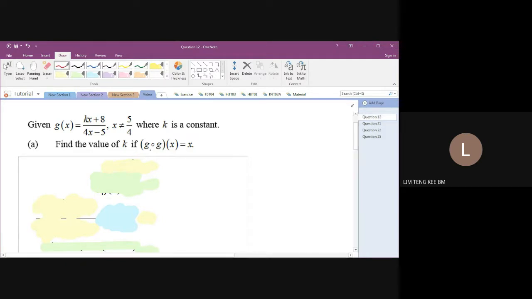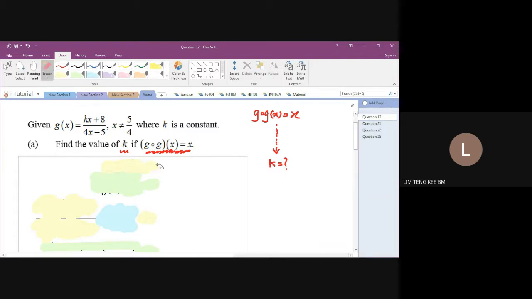So in this question, based on the info that the composite function equals x, we find out what the k value is. What we're going to do in our solution is begin with the calculation of g composite g equals x, then apply whichever knowledge we know about composite functions, substitute and simplify, and by right we should be able to find our k value. This is the idea we're going to apply to solve this question.